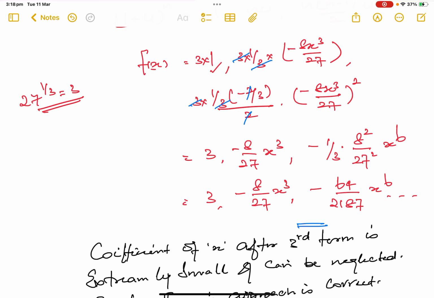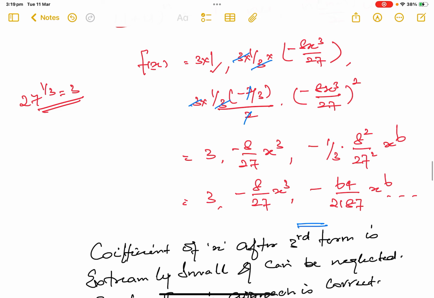So simplified, first term, 3. Second term is minus 8x cubed over 27, yes. Third term, the 2 cancels out, the 3 cancels out, minus 1/3. So minus 1/3 times the bracket, minus there squared, so plus. So 8 squared over 27 squared, 8x to the power 6. So simplified, 3 minus 8 over 27 x cubed minus 64 over 2187, because of 27 squared, x to the power 6.